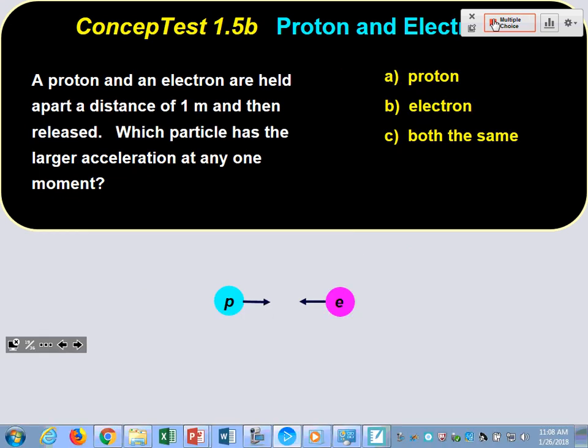All right. Which particle has the larger acceleration at any one moment? The proton or the electron? Or are they the same? We know they have the same force, as Newton's third law. All right, I'm going to stop at 30.